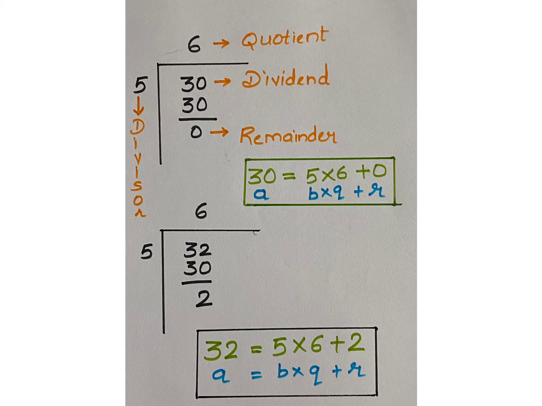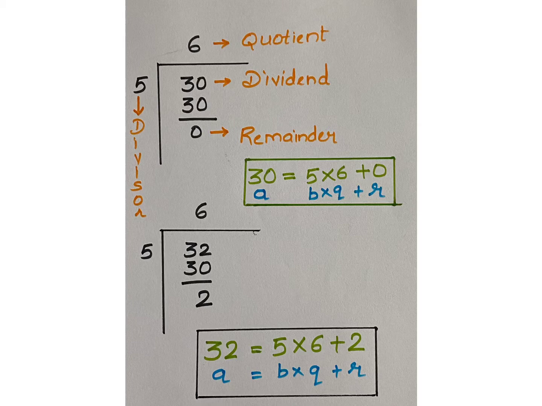Let us try to understand it with a simple example. If we divide 30 by 5, we get quotient 6 and remainder 0. Here 30 is dividend, 5 is divisor, 6 is quotient and R is remainder. So we can write 30 as 5 into 6 plus 0. Here dividend 30 is denoted by A, divisor 5 is denoted by B, quotient 6 is denoted by Q and remainder 0 is denoted by R.